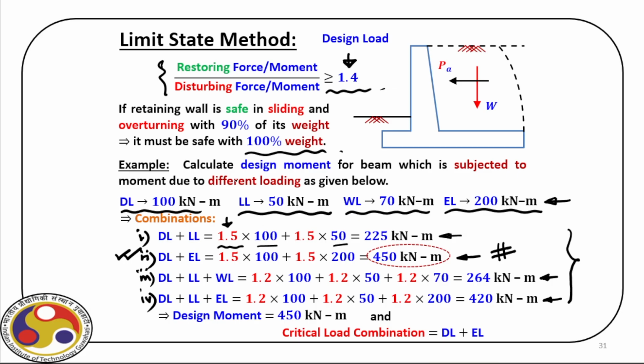Now, as we progress in a structure, a different section may have a different load combination offering the design value. That we have to figure out before we start the design. In this case, the critical load combination is dead load plus earthquake load.